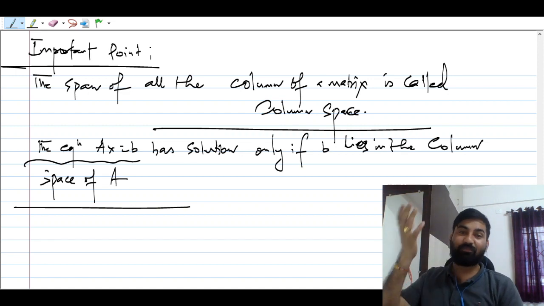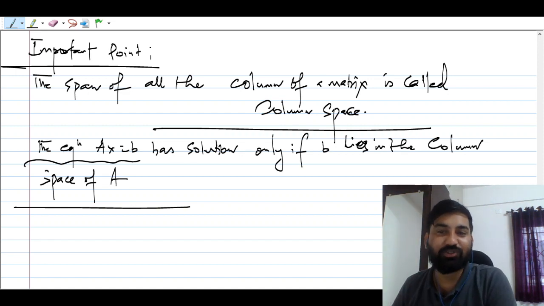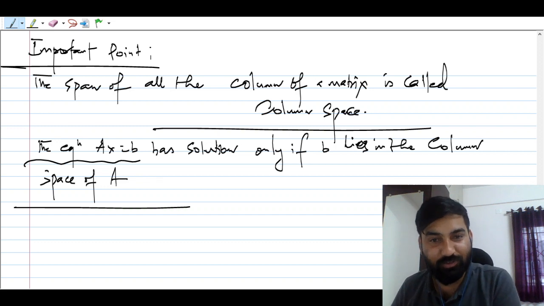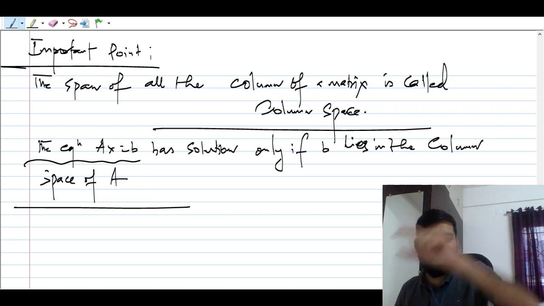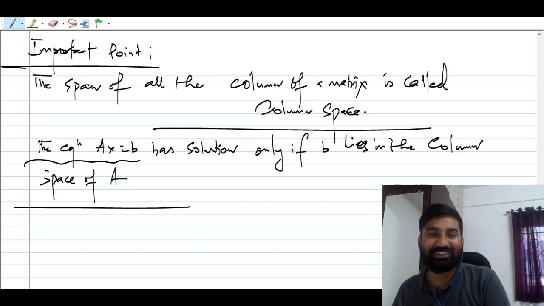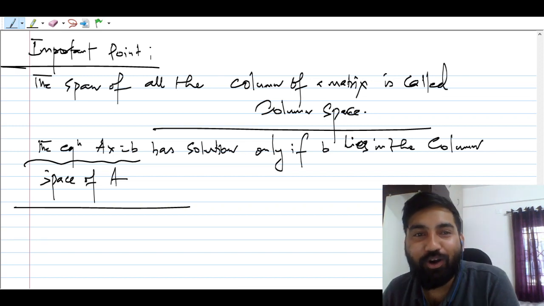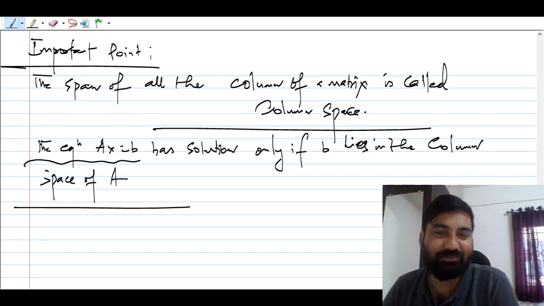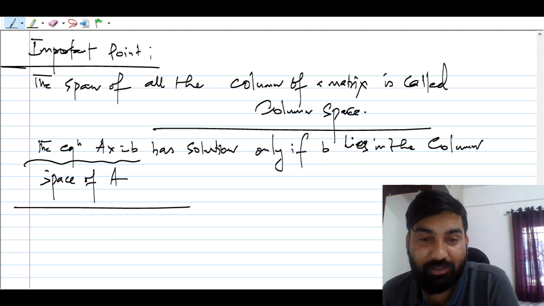If you are getting some sort of solution, it means that B lies in the column space of A. B can be spanned by the column vectors of A, right? The span of all columns of a matrix is nothing but the column space. सबको समझ आया क्या ये चीज?